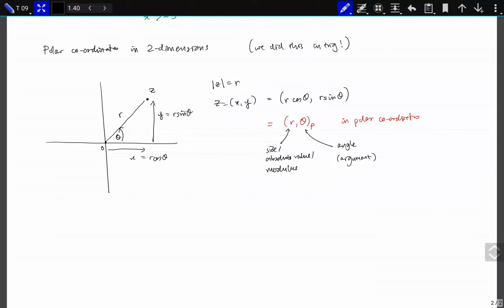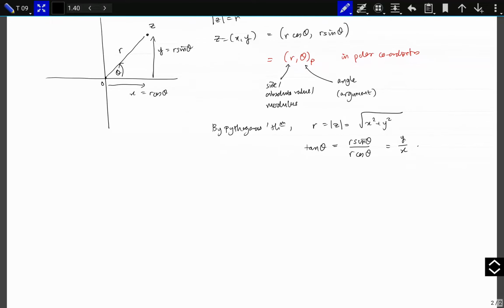So here, just to conclude again, by Pythagoras, r, which is the size of z, is just the square root of x squared plus y squared, and the angle theta is given by tan theta, which is opposite over adjacent, which is equal to r sine theta over r cos theta, which is equal to y over x.